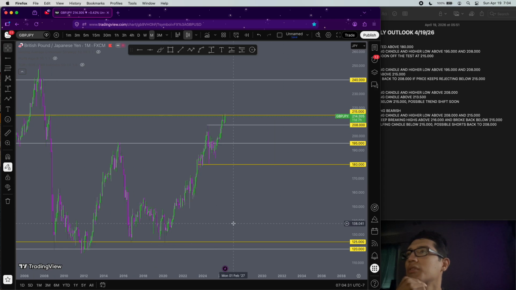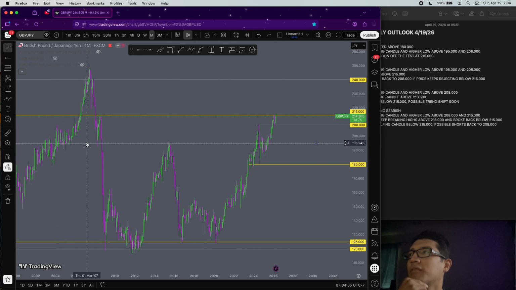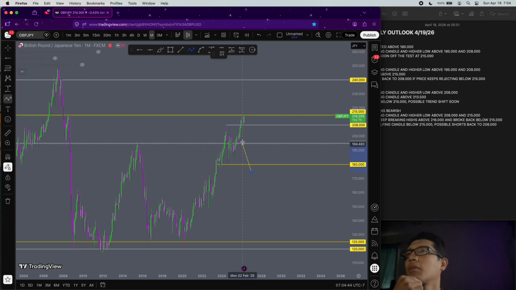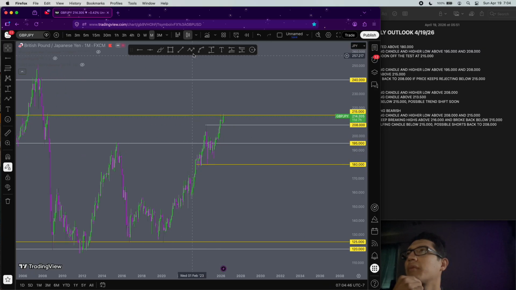We're fully bullish. Support respected above 180. Previous strong area of supply and demand at 195, we can see we're above it. It created a bullish engulfing candle and a higher low above it. And then another previous strong area of supply, which is 208.